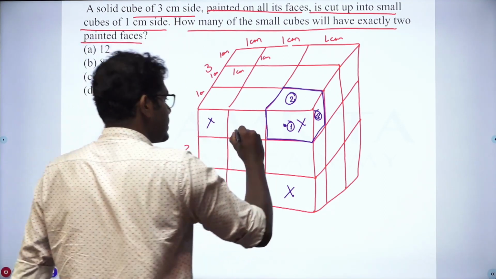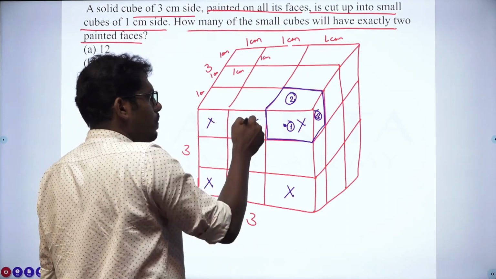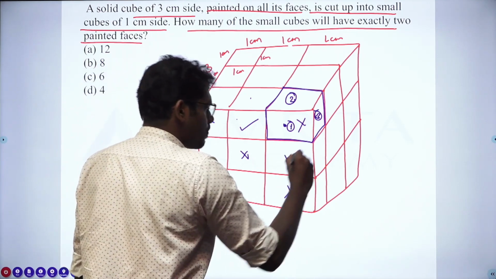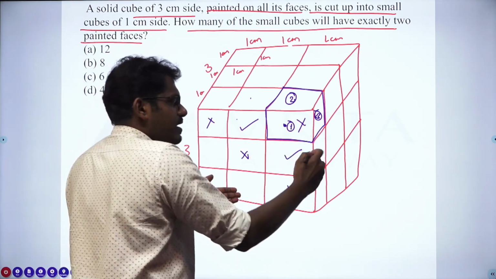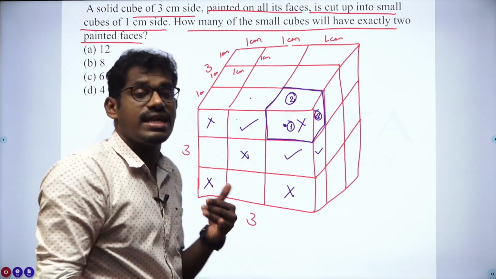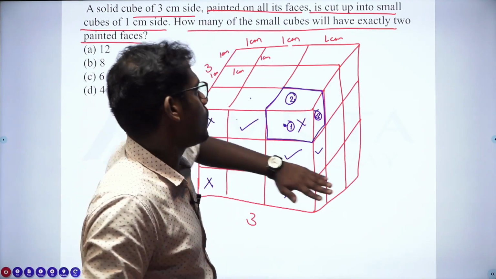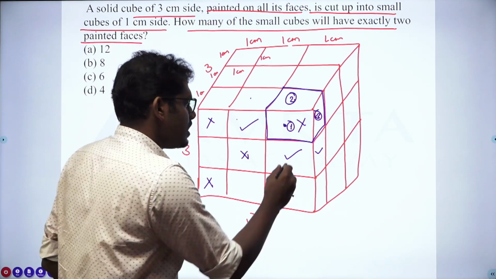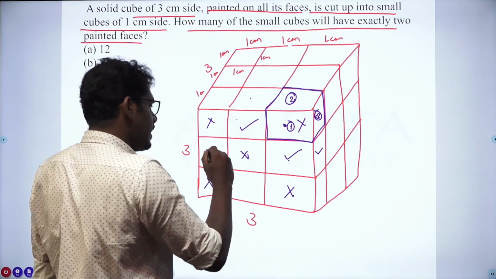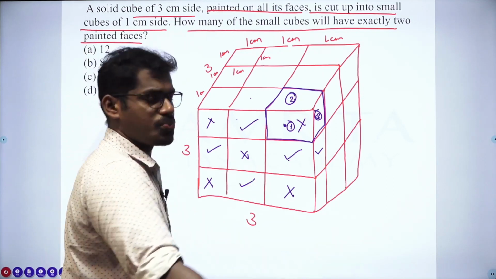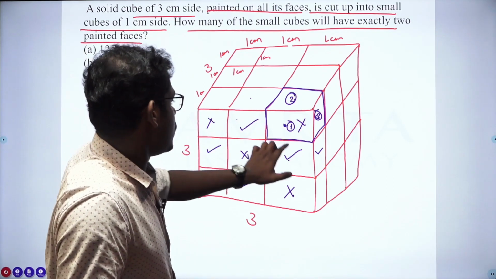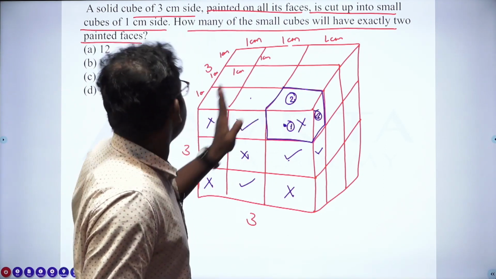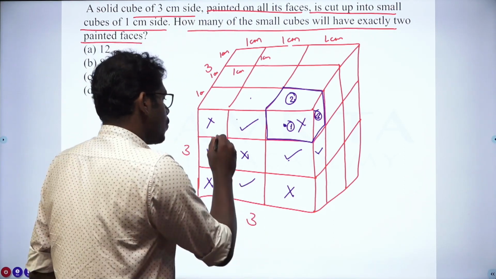Then what is possible? Is this possible? Yes, because this cube has only 2 faces having colors, this face and this face. This is also possible. This cube has only 2 faces having colors, this and this face. The inside faces don't have any colors, because the initial cube is colored only on the periphery, not inside. So this face and this face only have colors. Similarly this face. Similarly this face. So the front face has 1, 2, 3, 4. 4 cubes have exactly 2 painted faces. Clear?